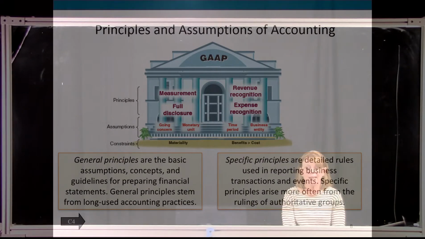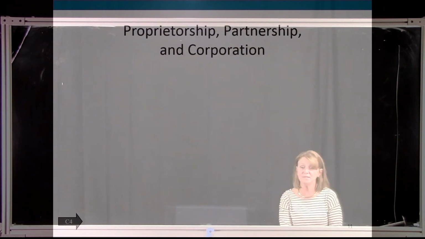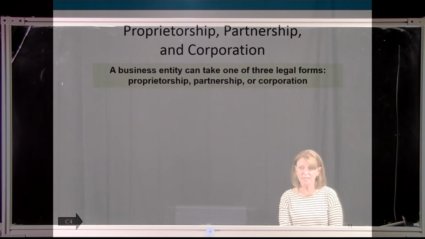And constraints are materiality and benefits equal cost. Materiality just means that it has to be material enough to matter on the financial statements, and benefits cost just says that the cost of doing the audit or the investigation have to outweigh the benefit of it. So those are the principles, assumptions, constraints. You need to understand the generalness of those and what they mean, and those will come up in your quizzes and in your homework. I've already gone through these, so we will just keep on going.